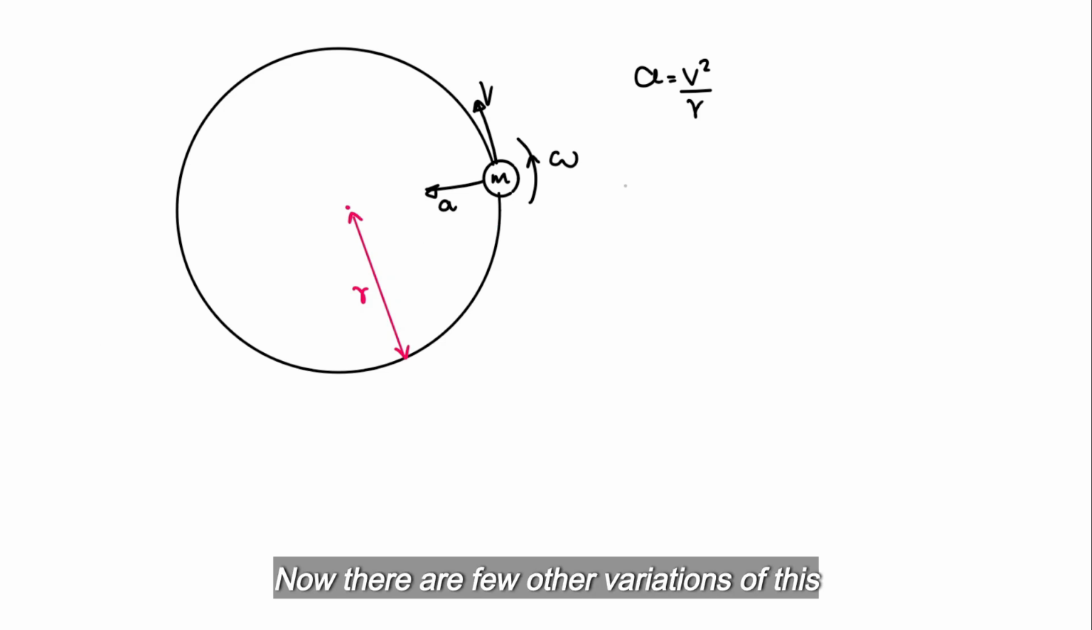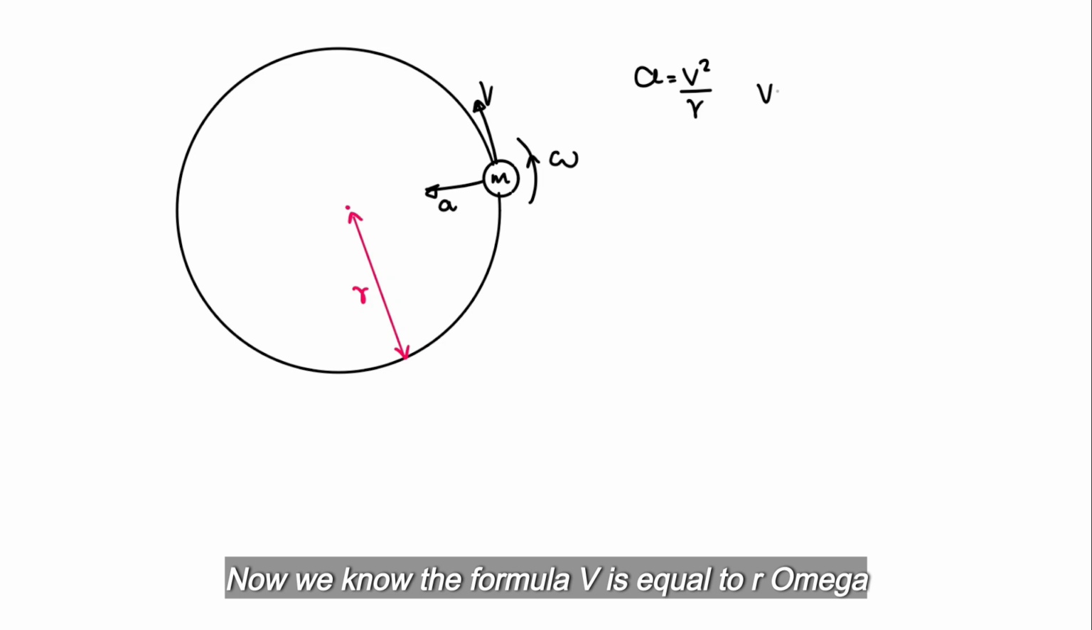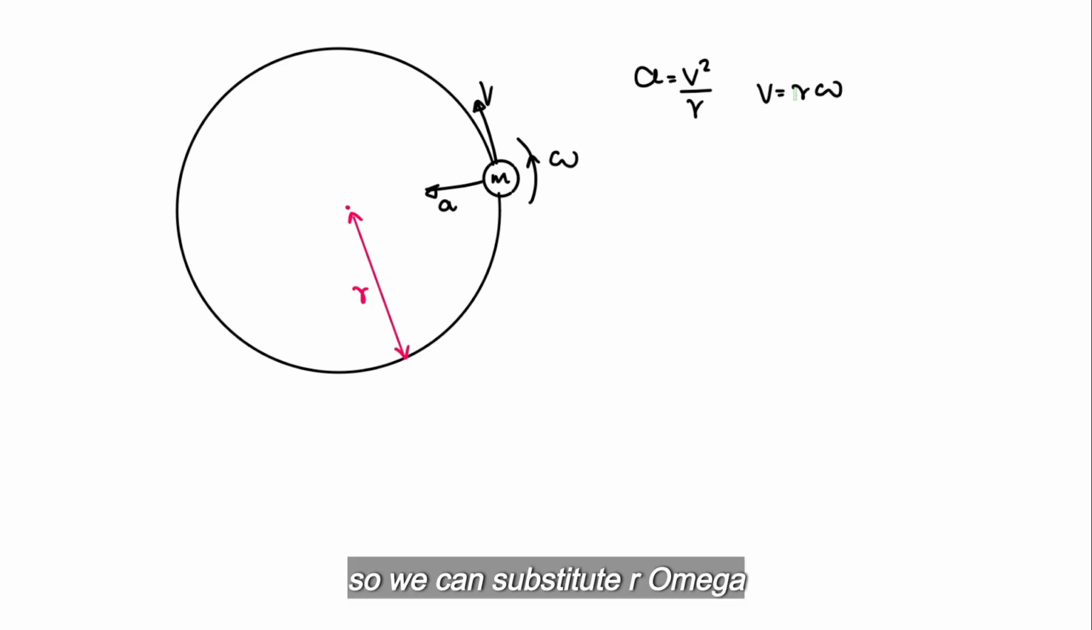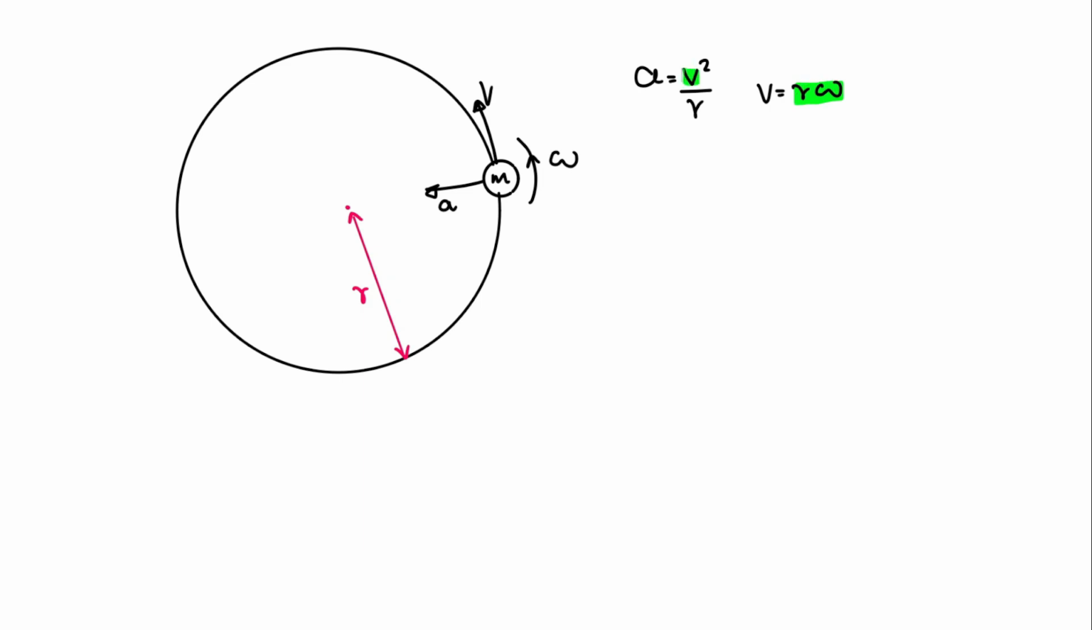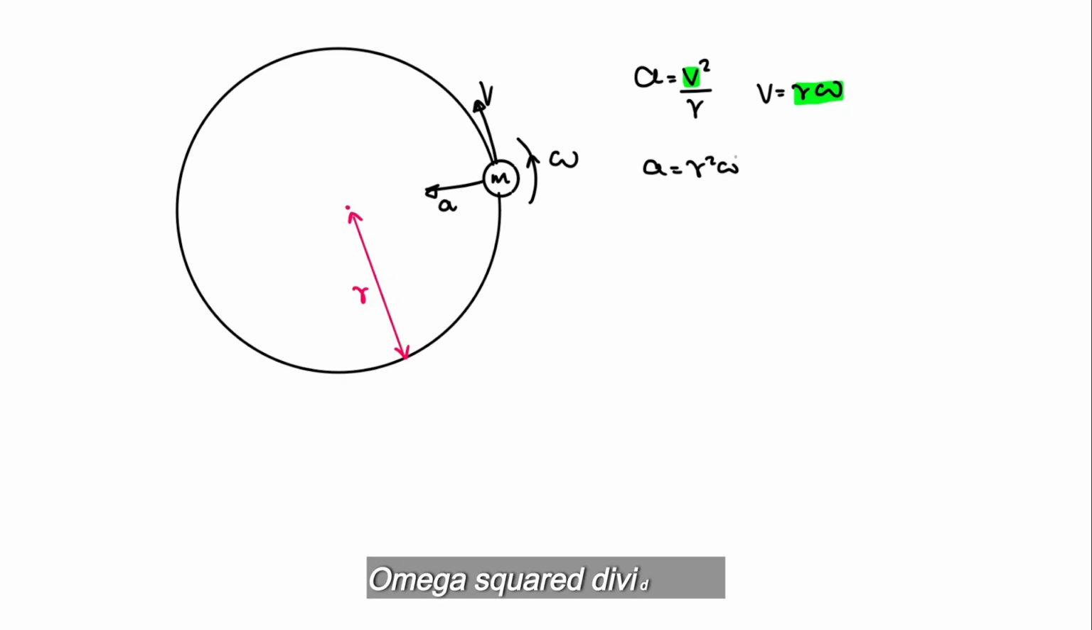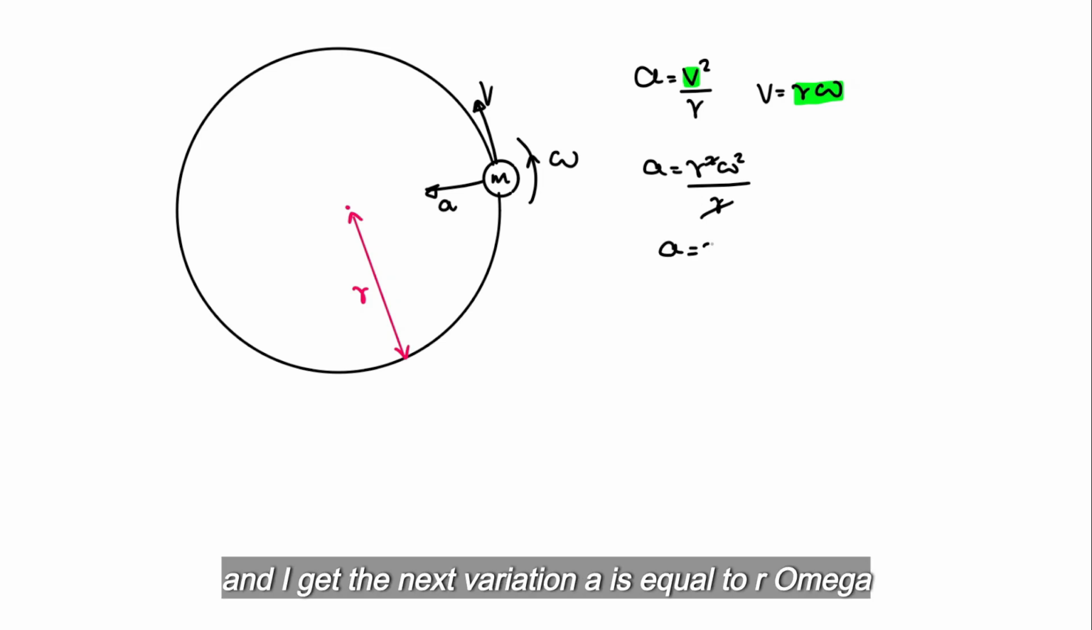Now, there are a few other variations of this formula that you need to know. Now, we know the formula v is equal to r omega. So, we can substitute r omega instead of this v here. So, see what we get. A is equal to r squared omega squared divided by r, and this r and this r get cancelled out, and I get the next variation. A is equal to r omega squared.